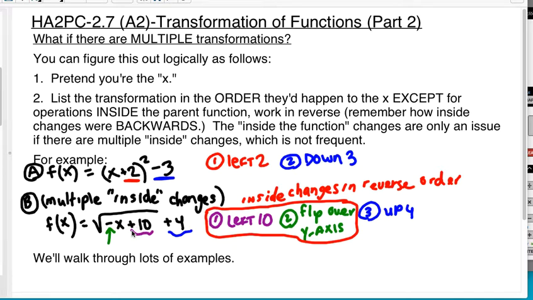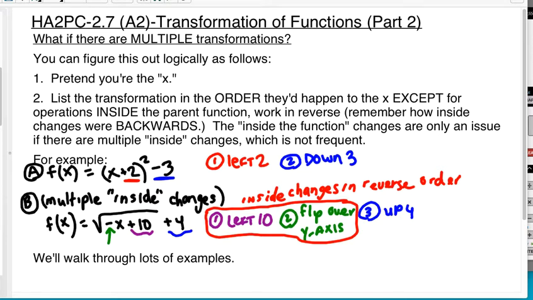So what's going to happen is you're actually going to go left 10 first and then flip over the y-axis, which is annoying because, again, the whole point of this is if it's not something that's simple to memorize, you probably wouldn't use this approach, which is why these are problems you don't see very much in a transformation of functions problem because, honestly, it's not a good use of the skill. And then lastly, I would move up 4.